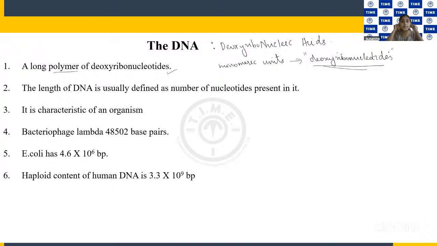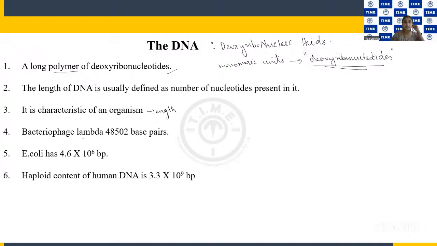The length of the DNA is usually defined by the number of nucleotides, the monomeric units, it contains. So the length of this polymer, or the DNA, is usually defined by how many nucleotides we have in it. It is characteristic of an organism. The length of the DNA, or the number of nucleotides present in the DNA, is characteristic of an organism. That means it will be unique for an organism.